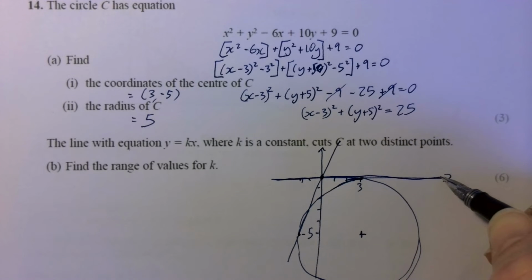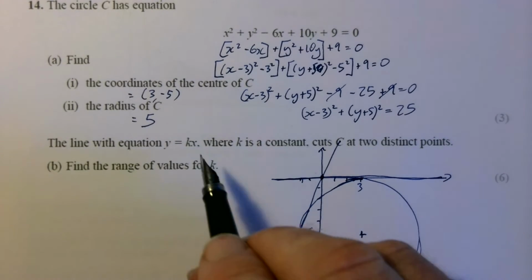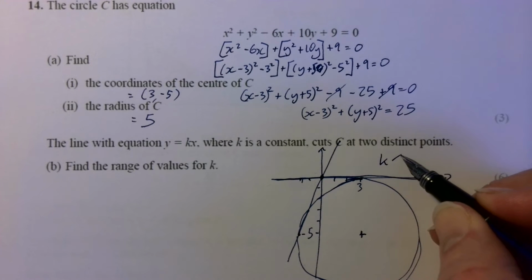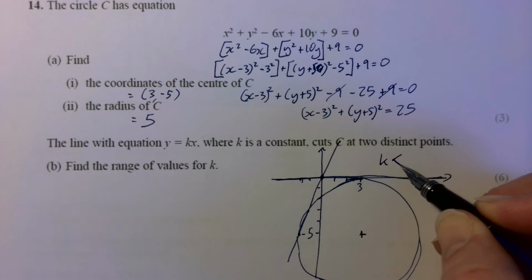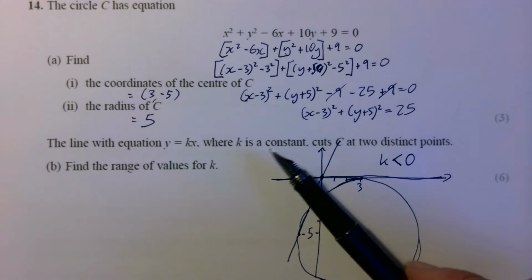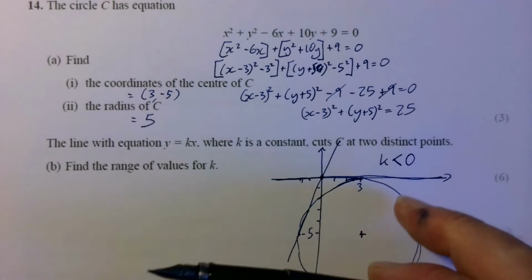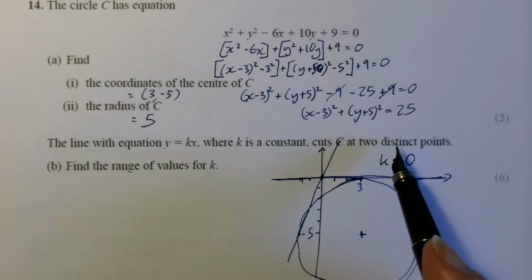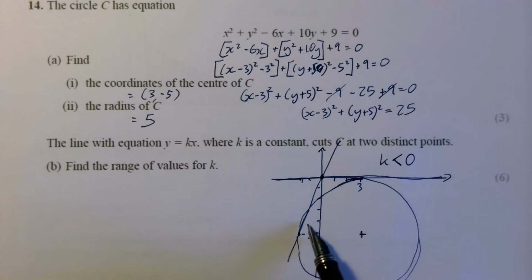Now that line there is the line y equals x. No, it's not the line y equals x, is it? It's the line y equals 0, because k would equal 0. So anything below 0. So k is going to be below 0. Any negative gradient at all is going to go through there, isn't it? And that's going to cut it. 0 itself won't be included, because that would hit at 1 point, not 2 distinct points. And then we're looking for 2 distinct points down here.